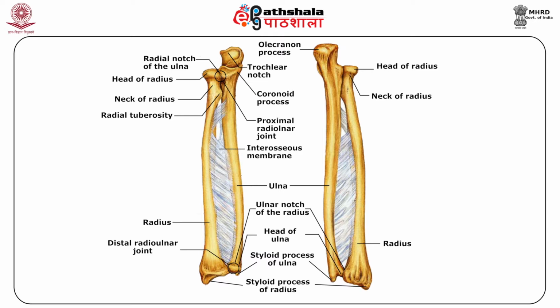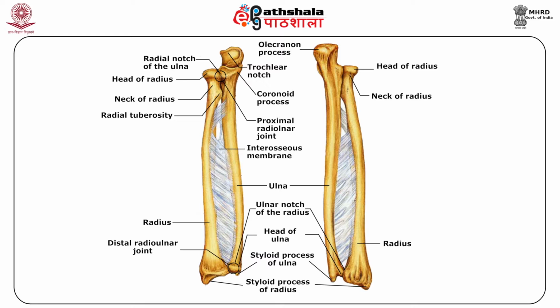At the proximal end, the olecranon is present, which forms the prominence of the elbow. Again, the arrangement of the ulna and radius can be understood by this diagram. Now the other bone of the forearm, that is the radius, the lateral bone.